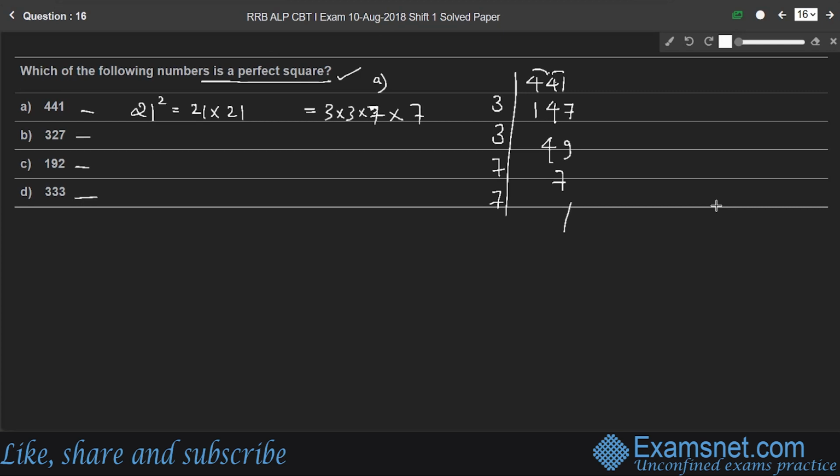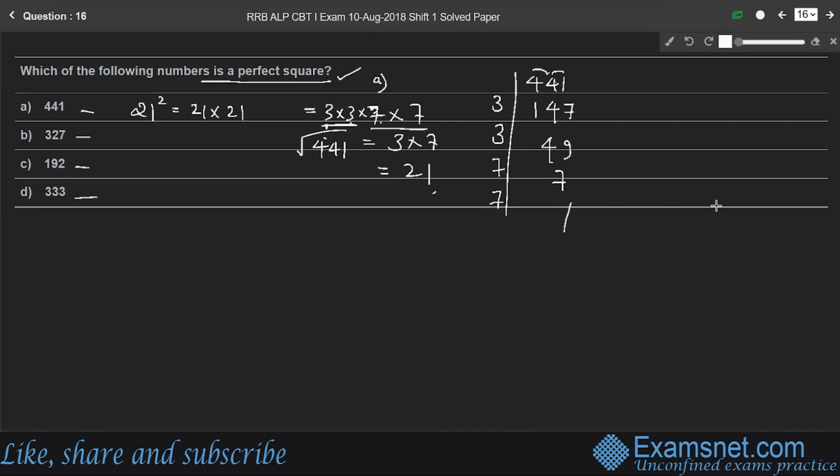Since we are finding square root, that means you have to consider two numbers which are similar numbers, 3 and 3, 7 and 7. Therefore, root of 441 is 3 into 7, which is 21. Right? Therefore, 441 is a perfect square number, right?